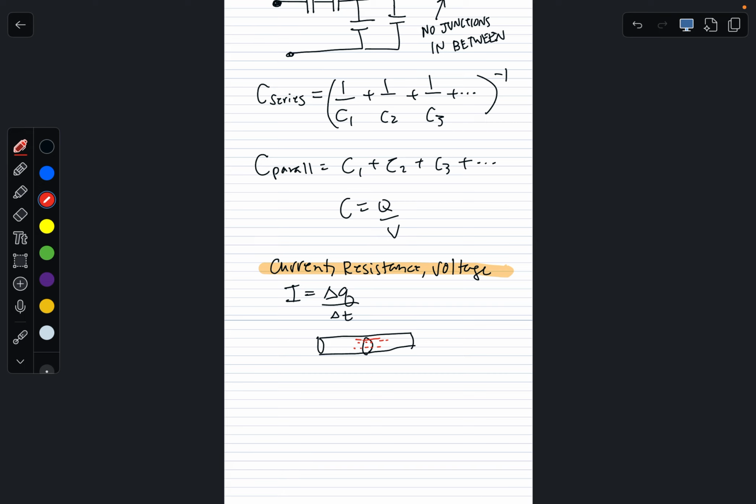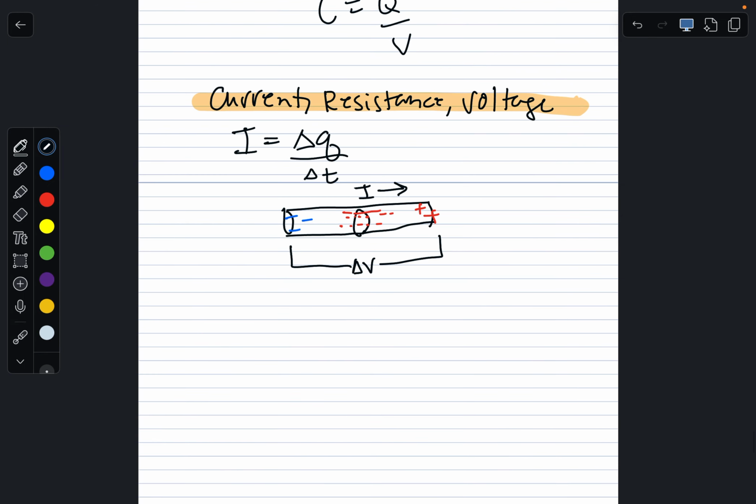And how does that relate? So this is our current. How does that relate to our potential difference? If we have a bunch of positive charges moving over here, then they're leaving behind a buildup of negative charges, essentially giving us a separation of charge, which produces a voltage. So the voltage across the wire, and then the current moving to the right of the wire.